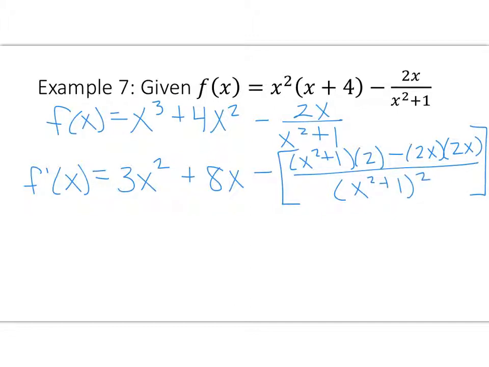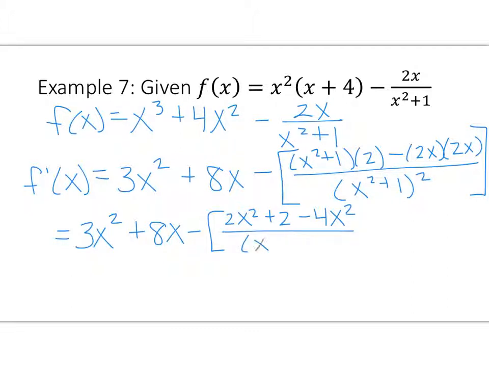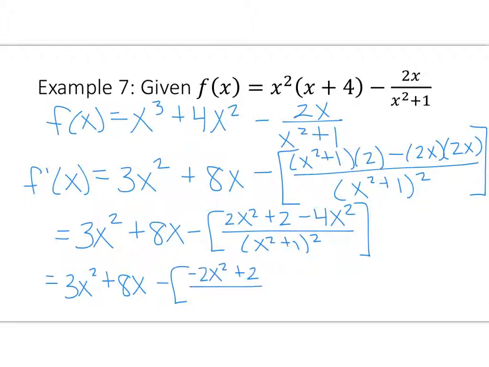Now I need those brackets there. Without the brackets, I wouldn't be distributing that negative, and I could end up with an incorrect answer. So now we're just going to simplify the calculus parts over. We're moving on to algebra now. So 3x squared plus 8x minus, I have 2x squared plus 2 minus 4x squared, all over x squared plus 1 squared. So now I have 3x squared plus 8x minus negative 2x squared plus 2 over x squared plus 1 squared.